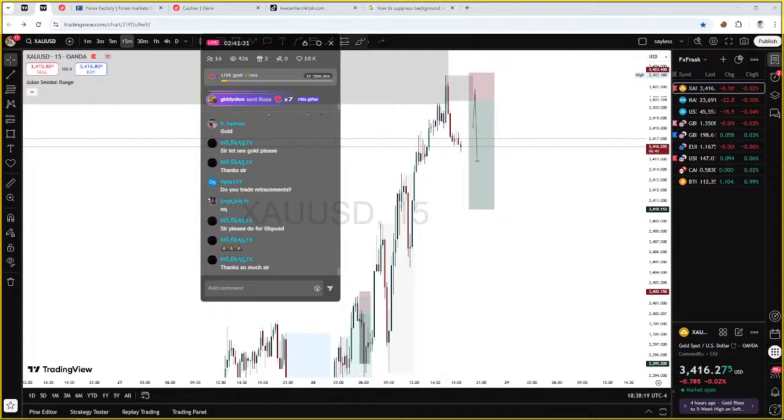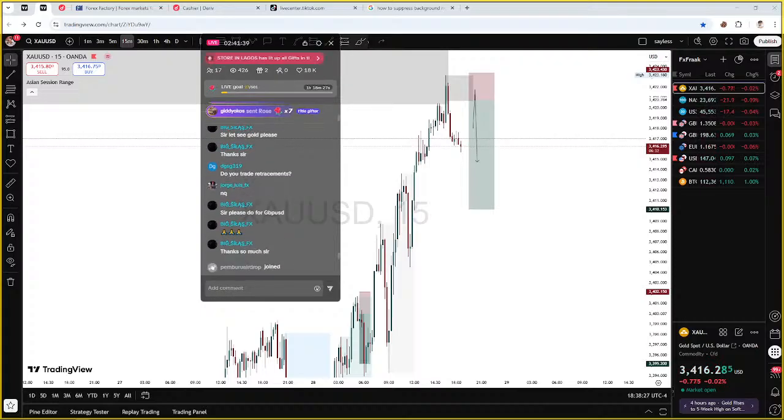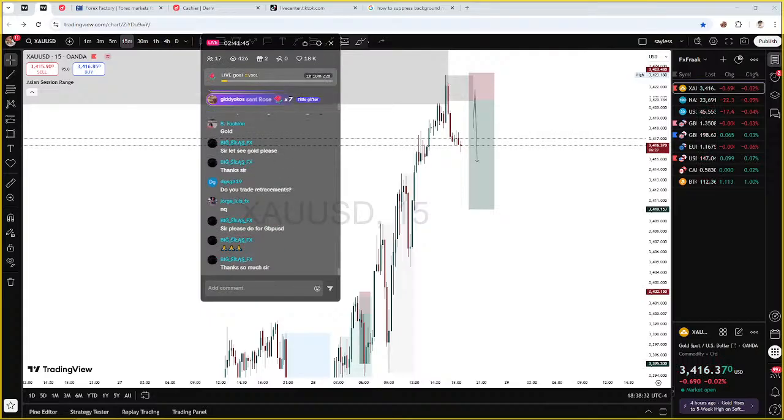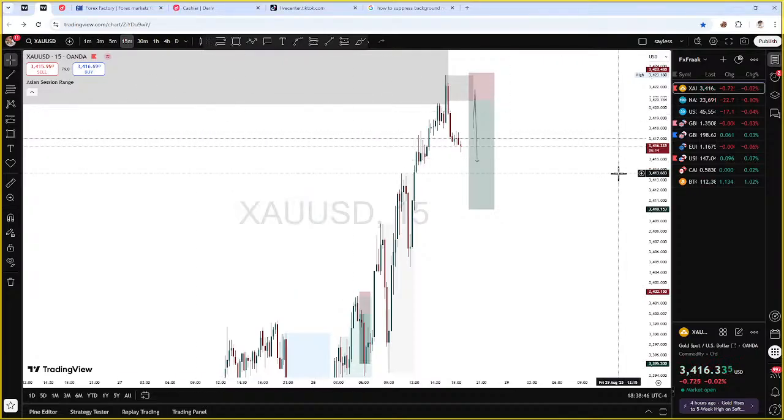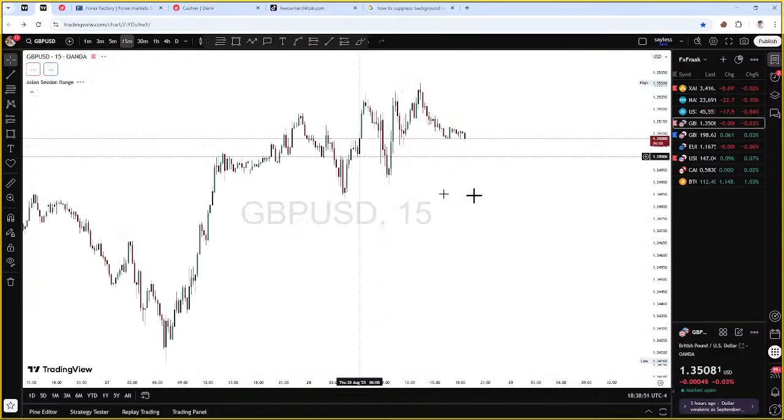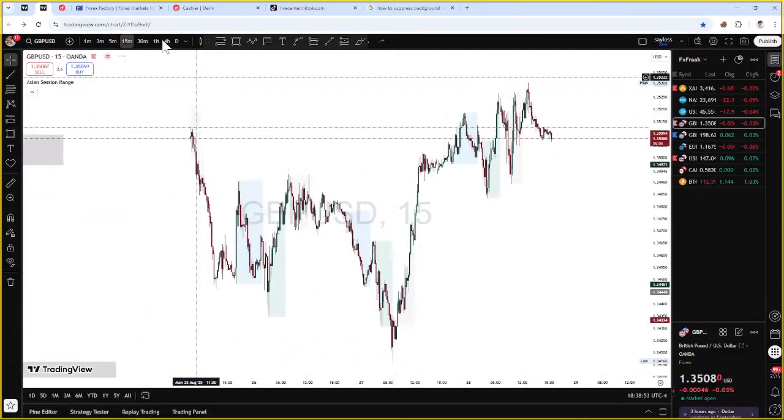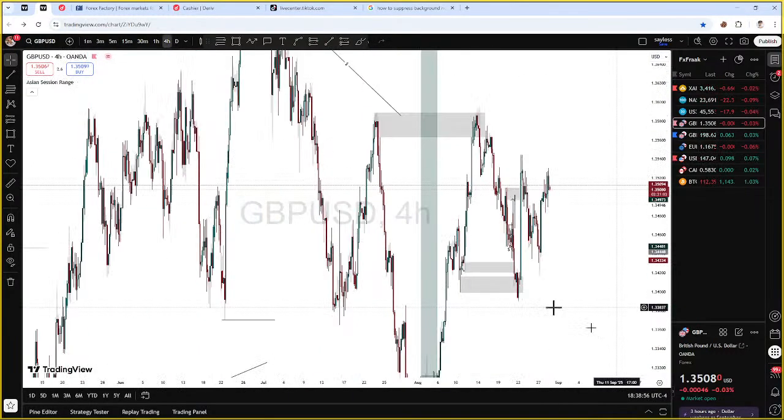So what's the difference? Okay. All right. So let's see what we have for GDP USD. Let's see if we can also have something to watch out for on GDP USD.